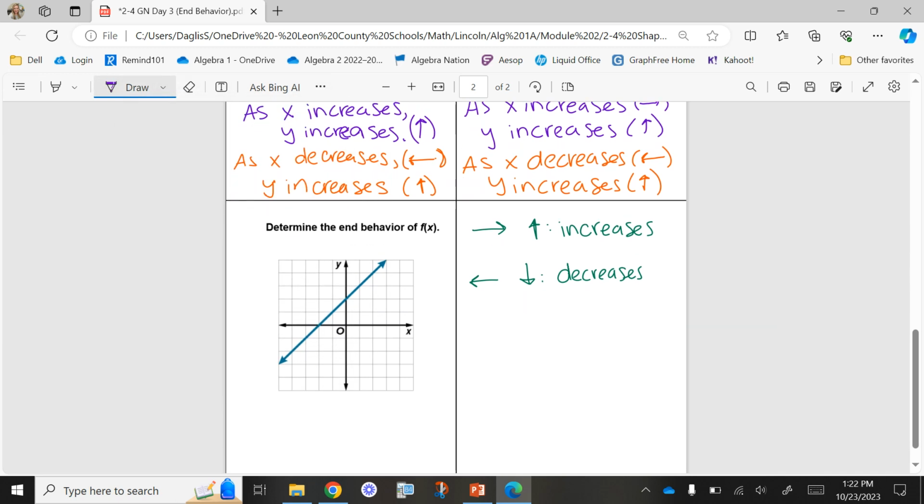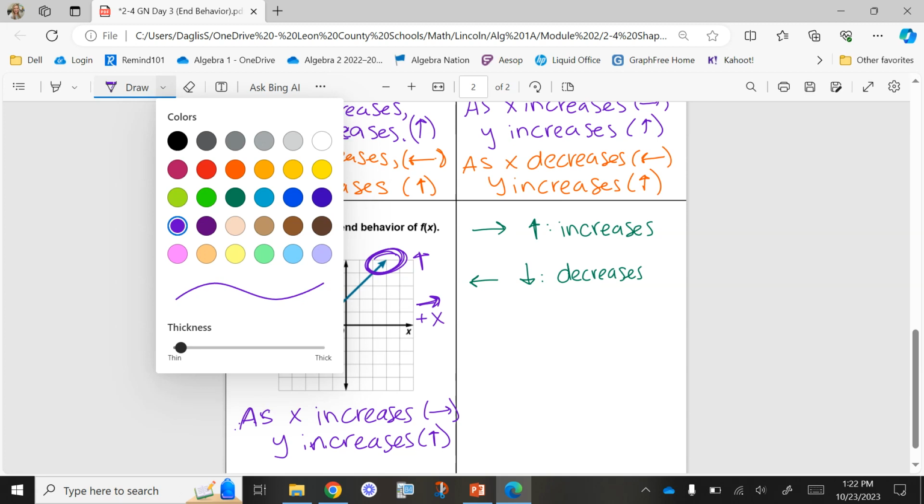All right, so we're going to go to the right first with my positive x values. As x increases, are we looking on the left side or the right side? We're looking on the right side. What are my y's doing? Is that arrow pointing up or down? Up. So we're going to say y's are also increasing. So on the right side, we're going up.